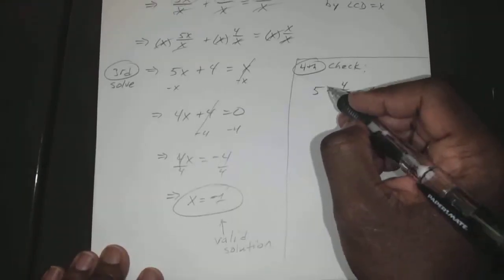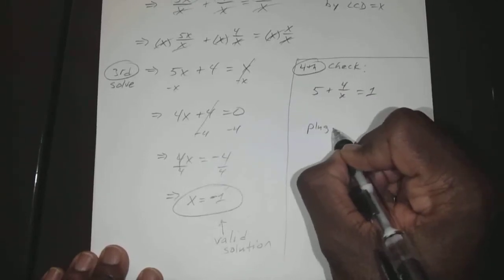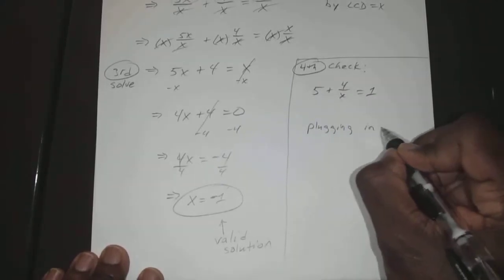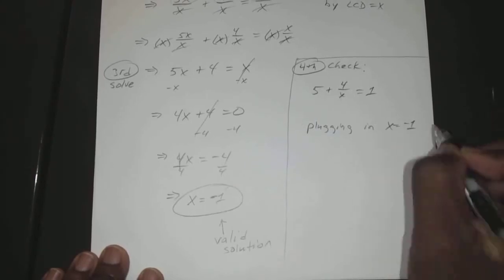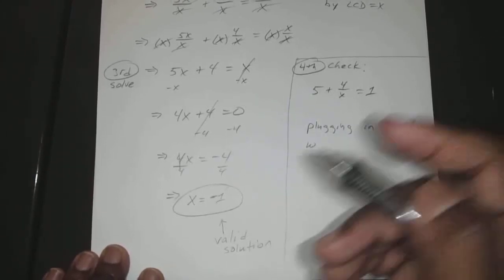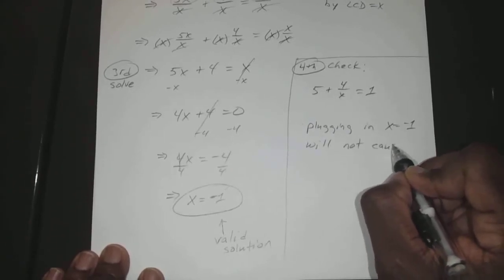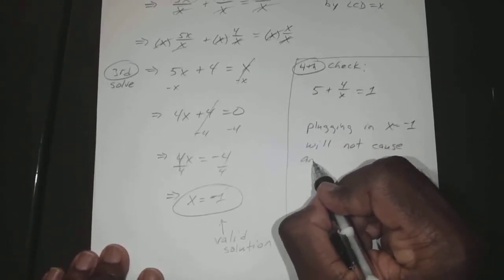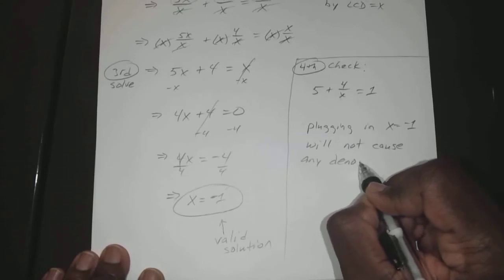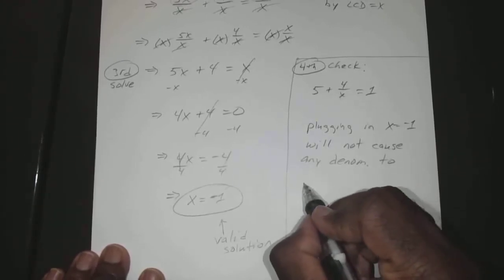Okay, so we know that plugging in x equals negative 1 will not cause any denominators to equal 0.